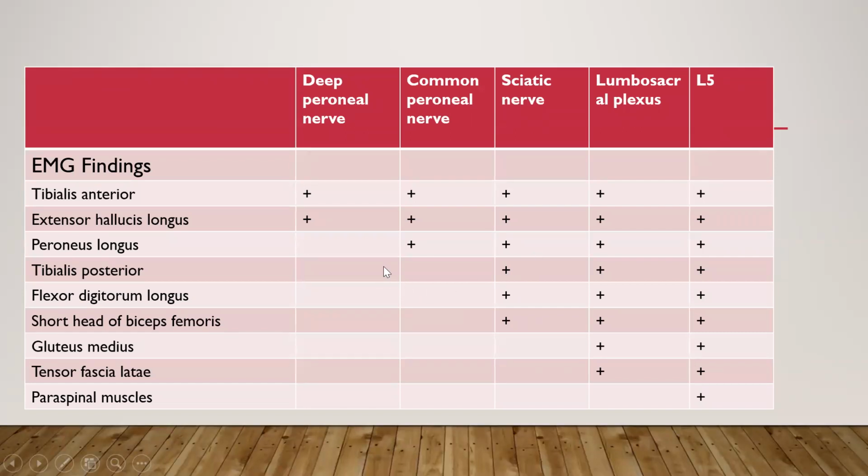And deep peroneal nerve versus common peroneal nerve, how will you differentiate? From the peroneus longus, that is eversion. So in the deep peroneal nerve, EHL and tibialis anterior will be weak, but eversion will be spared.